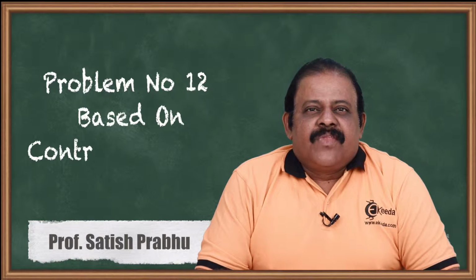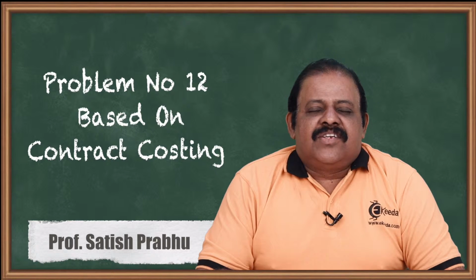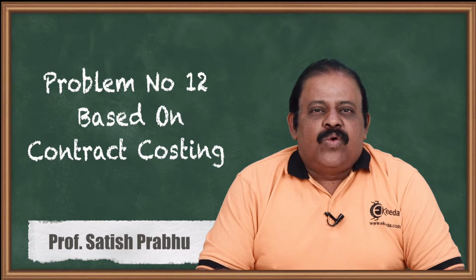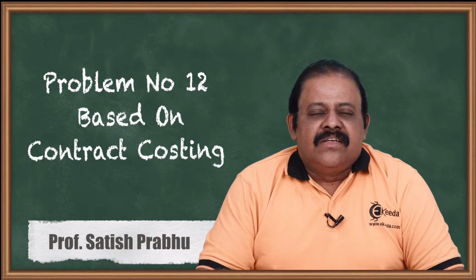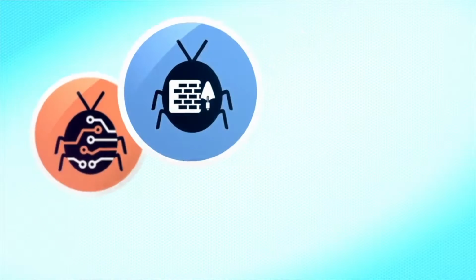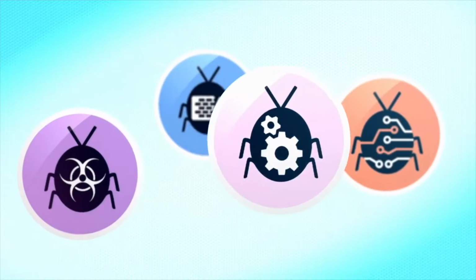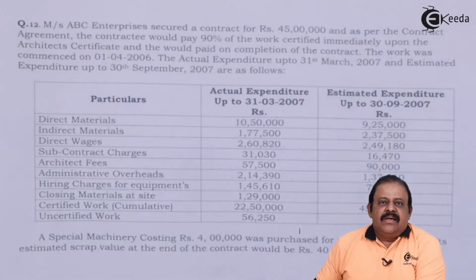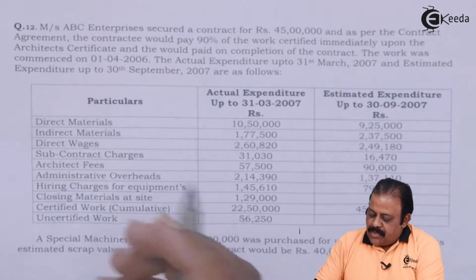Hello friends, today we'll be discussing a situation where the contract is almost completed and we have details of actual expenditure and estimated expenditure of the future period. In that case, how to allocate notional profit, that we'll be discussing today. Let us start with the question.